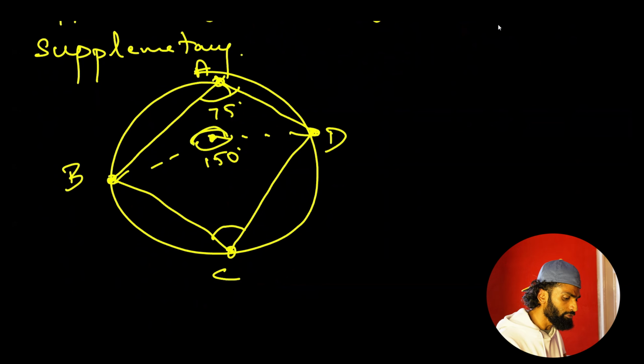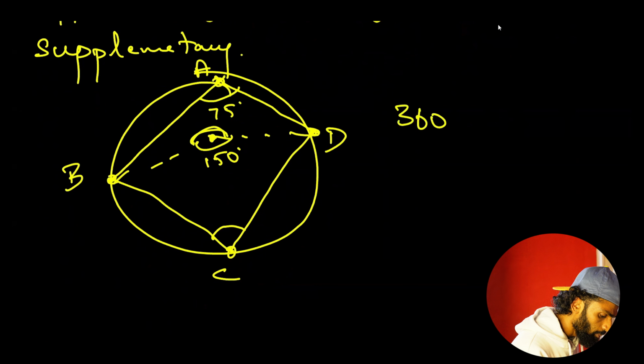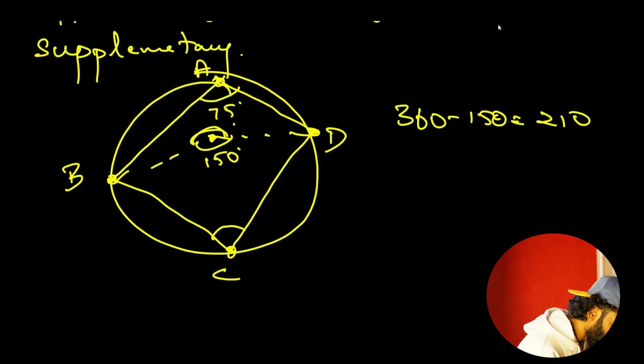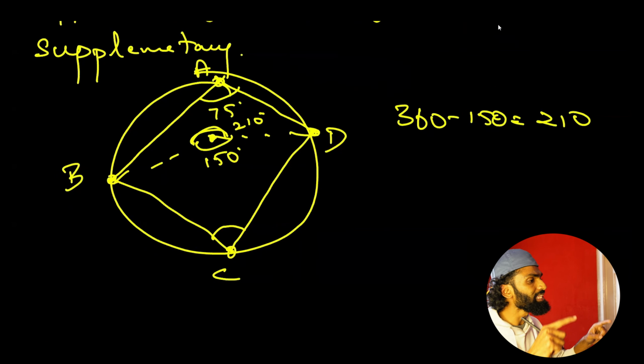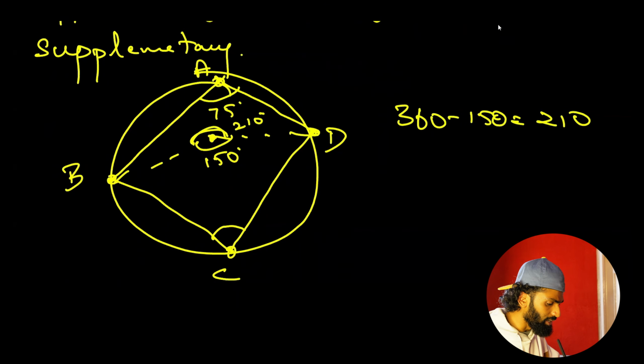What is reflex of 150? First of all, what does reflex mean? 360 degrees minus 150, I got the answer as 210. So the outer angle is nothing but 210. Now if the outer angle is 210, apply theorem number 1 again. So place your fingers at the points of origin. In this case it is B and D. Go towards the center. Center was 210.